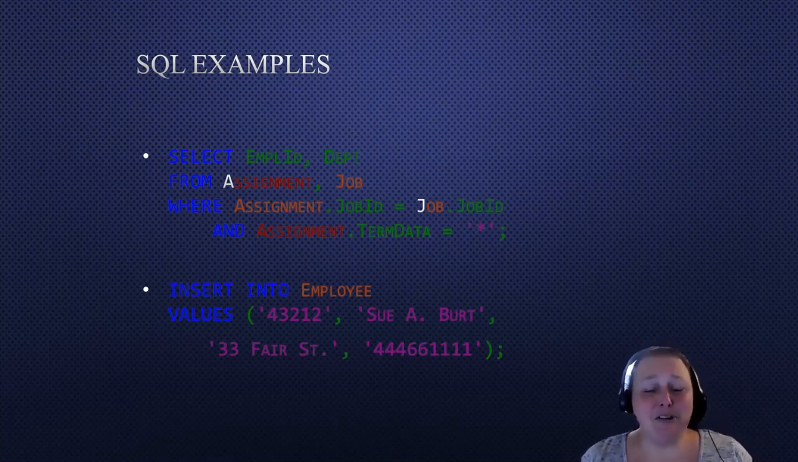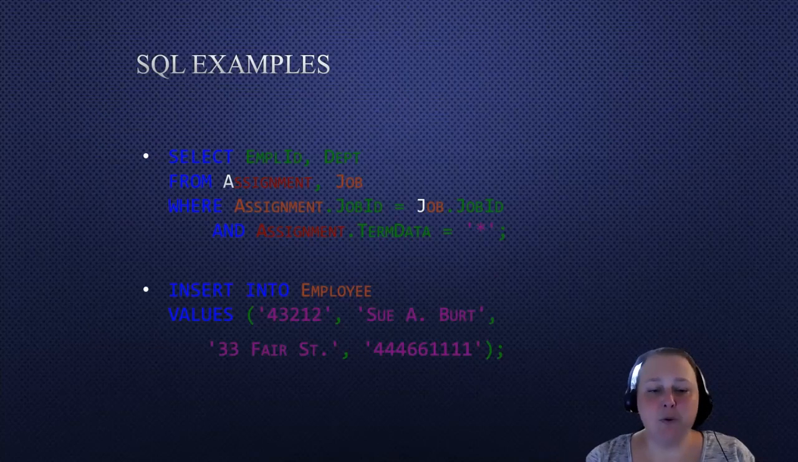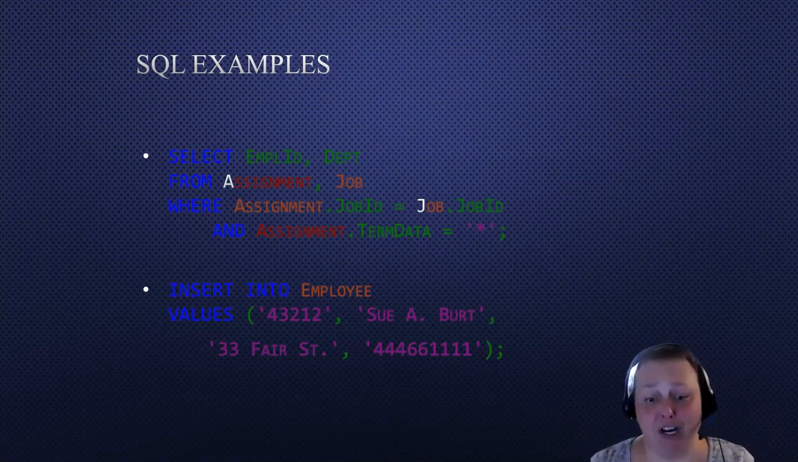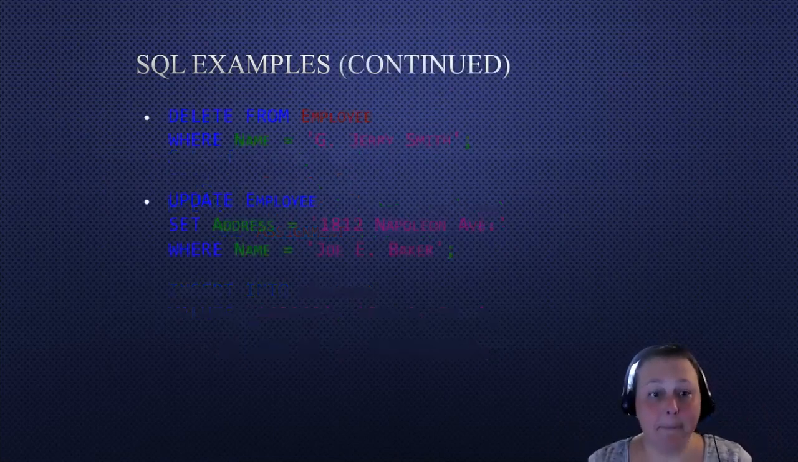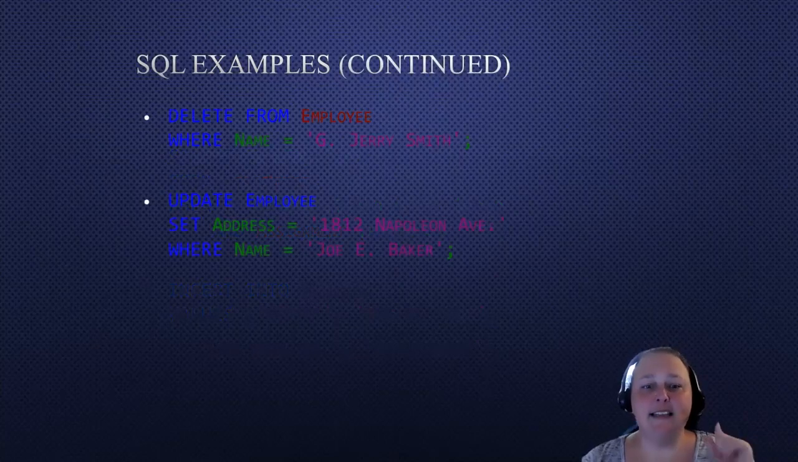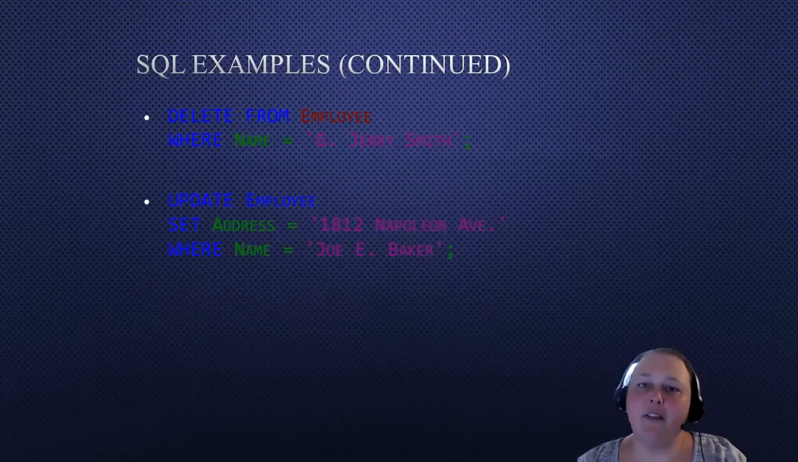Here we can say insert into employee, so we're going to be inserting a row into that table, and the values we're going to give it are found within those parentheses. We're going to give it an ID, a name, address, and a social security number. More, we've got delete, and then we have update. So delete from that table, Jerry Smith, they're fired. They no longer work here. Or we can update it on the employee table, update an address because Joe moved.